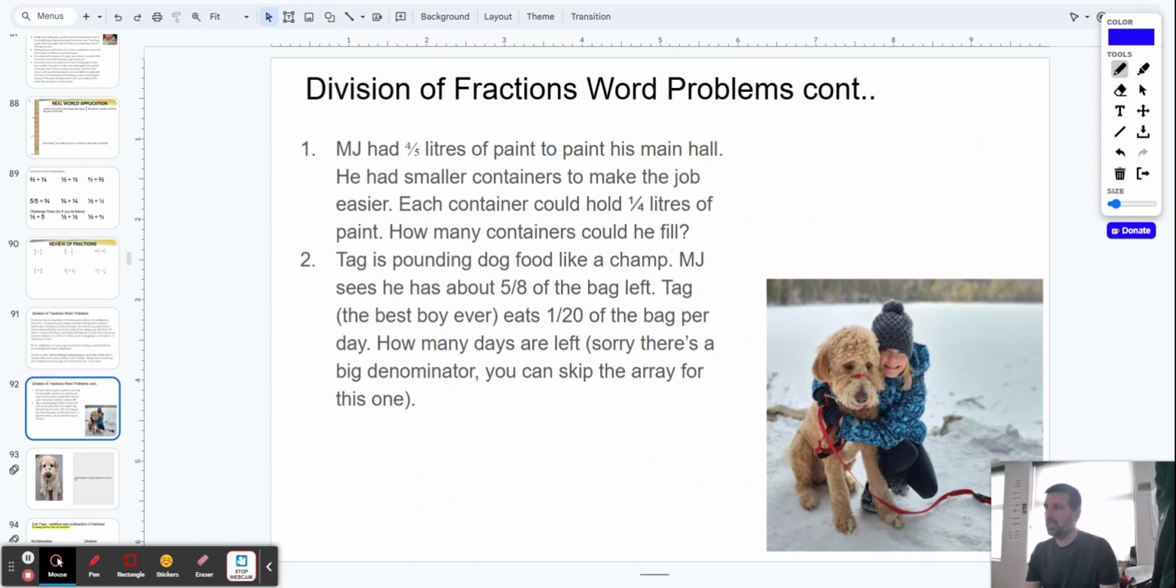Let's get rid of all this junk. Tag, that's my dog. Tag is pounding dog food like a champ. MJ sees he has about 5/8 of the bag left. Tag, who is the best boy ever, eats 1/20th.